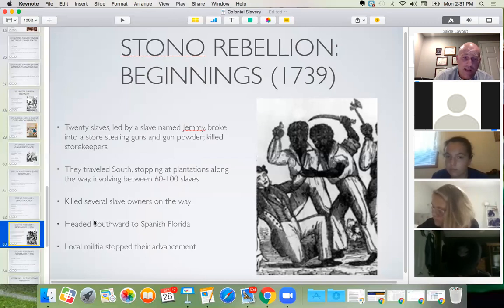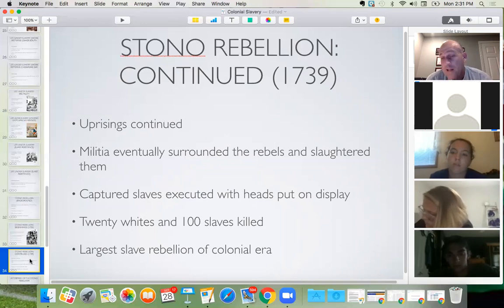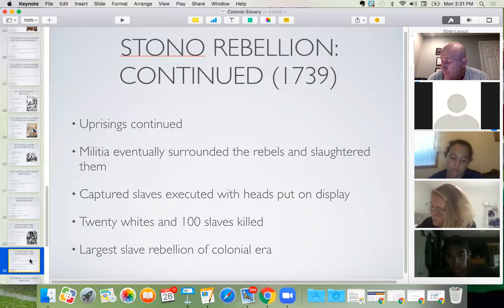Now, it is an uprising. Even when they're contacted by the militia, there's a battle. There's still some uprising continuing, but the militia does eventually surround the rebels and slaughter them. And the ones they don't kill, they execute the next day, and they put their heads on display, on pikes, as a warning to any slave: if you escape, this is what we're going to do to you. But this is the largest slave rebellion of the colonial era.